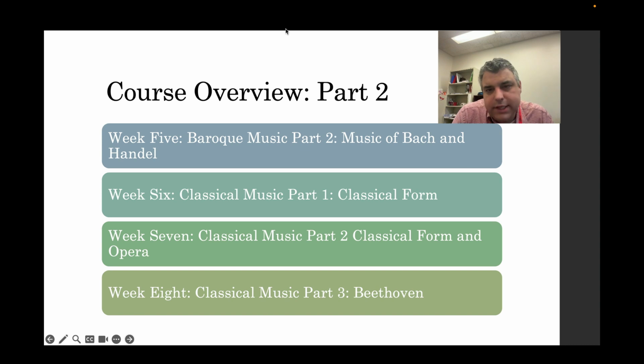Week 5, we'll continue to look at the Baroque period, and we'll take an in-depth look at the music of Bach and Handel. Week 6, 7, and 8, we look at the classical period. And we'll study classical forms. That's a huge part of the work. We'll look at sonata allegro form, minuet and trio. We'll look at symphonies, string quartets, and then we'll also take an in-depth look at the composers Mozart, Beethoven, and Haydn.